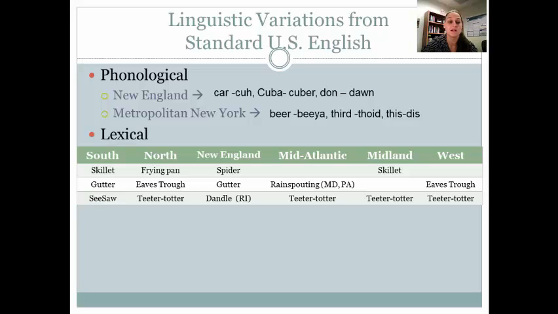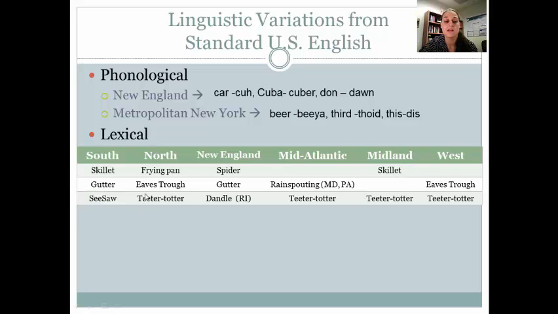In terms of lexical differences, I'll show you this difference between the dialect boundaries in the US. So in the South, a skillet, they would say skillet. In the North, it becomes a frying pan. In New England, they would say spider. And in the Midland, they say skillet.